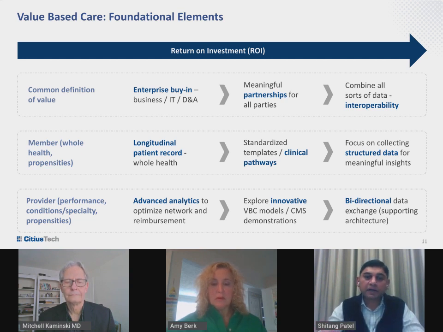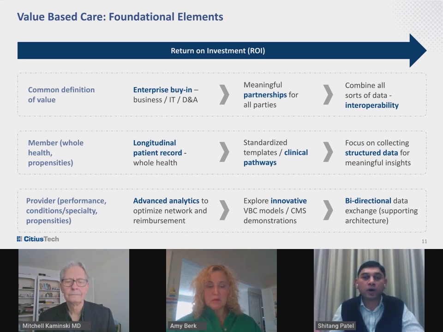On the provider layer, optimizing your network and reimbursement, right? Using machine learning to do that becomes extremely important. Again, something that folks are already starting to do pretty well. Exploring innovative models. Amy referenced the ACO REACH model. There are a lot of models that are already coming into play with employers, providers, community-based organizations, state agencies, as we mentioned. So exploring more innovative ways to create value and deliver those healthy health outcomes is extremely important.